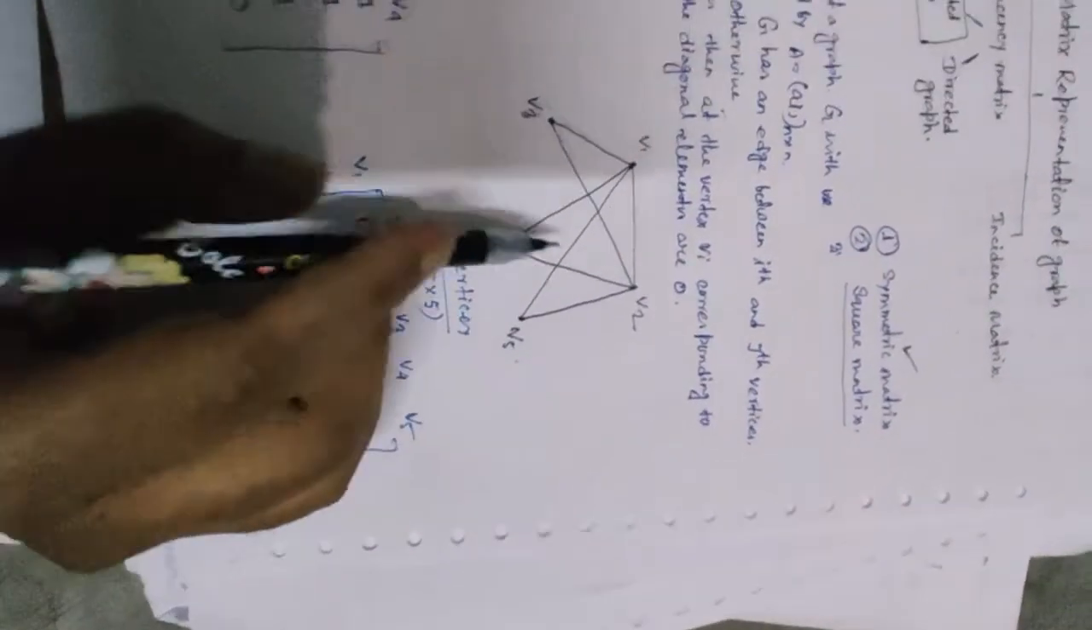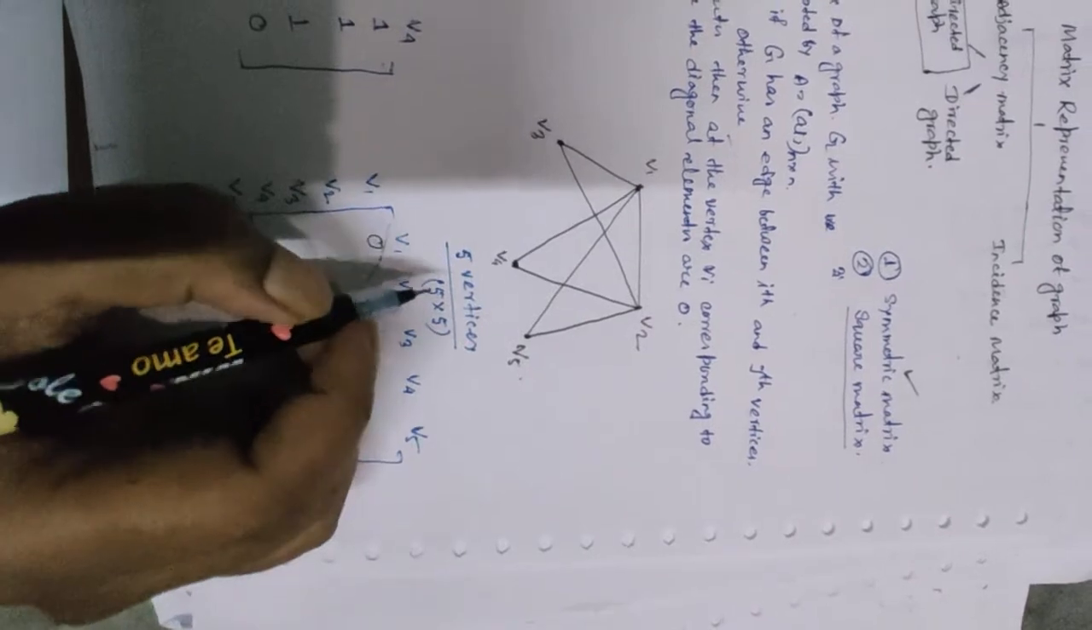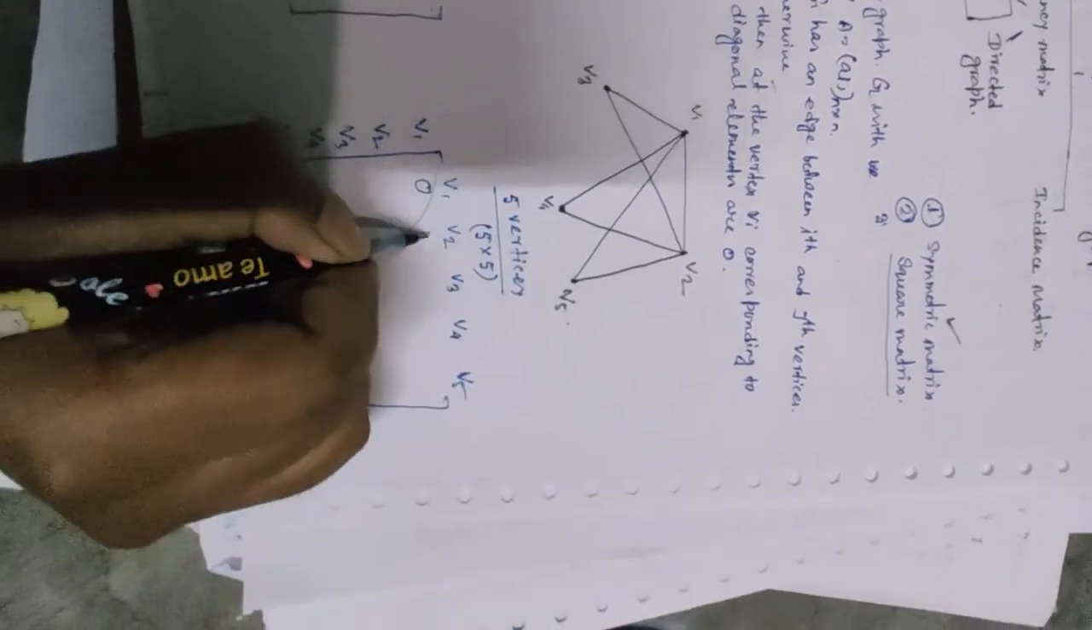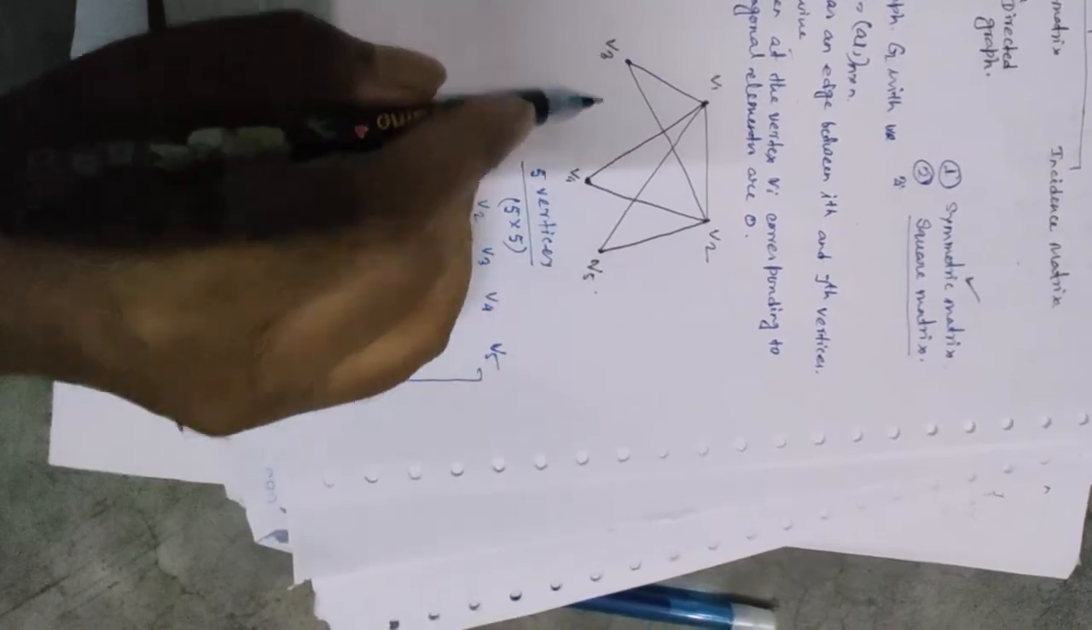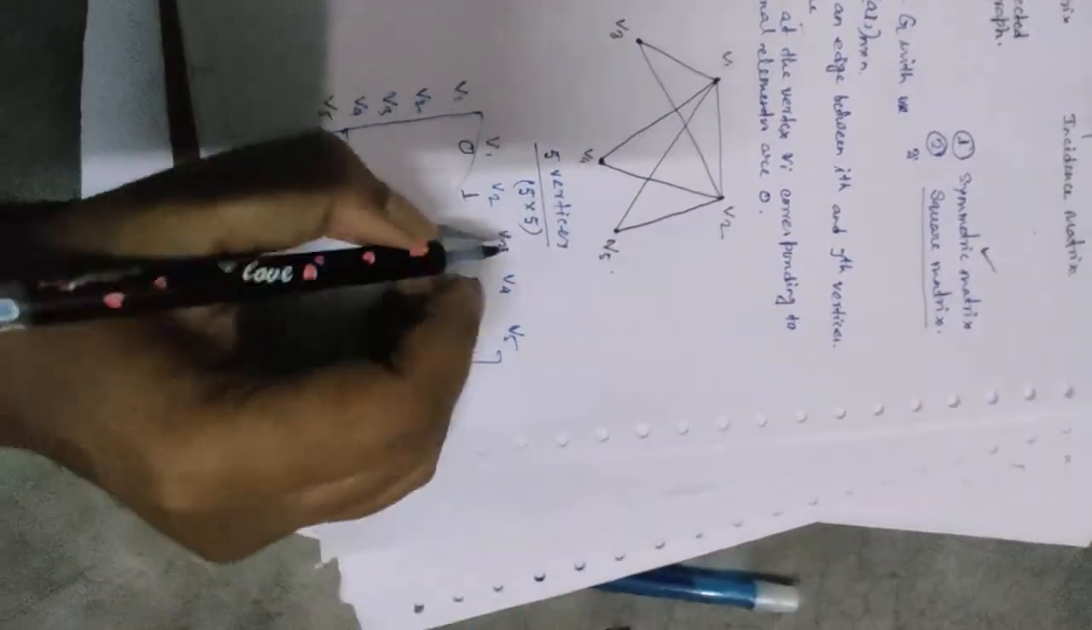Is there any edge between V1 and V2? Yes. Is there any edge between V1 and V3? Yes. Is there any edge between V1 and V4? Yes. Is there any edge between V1 and V5? Yes.